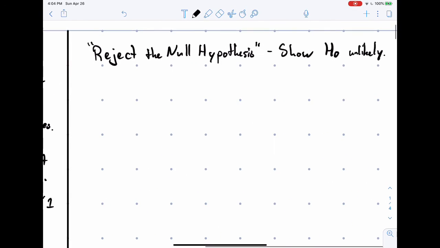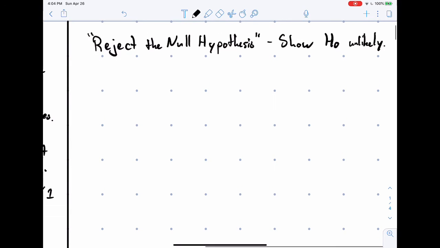And this is an important phrase: rejecting the null hypothesis. It just means to show that H naught, the null hypothesis, is unlikely.